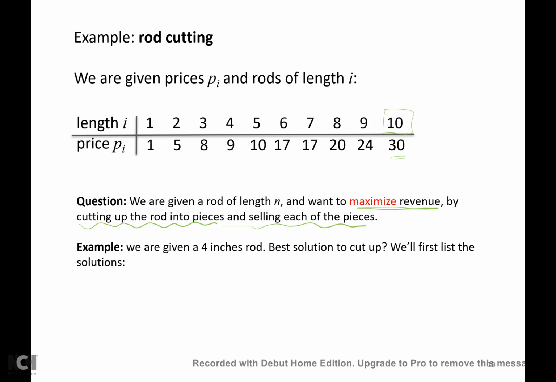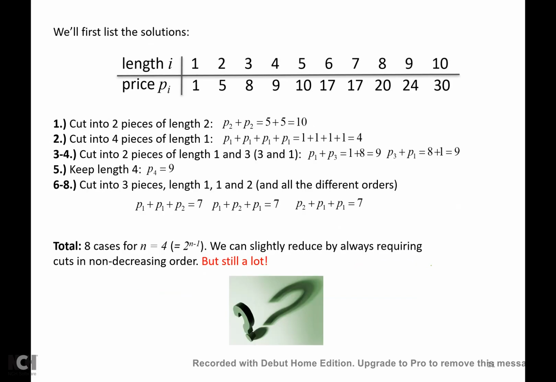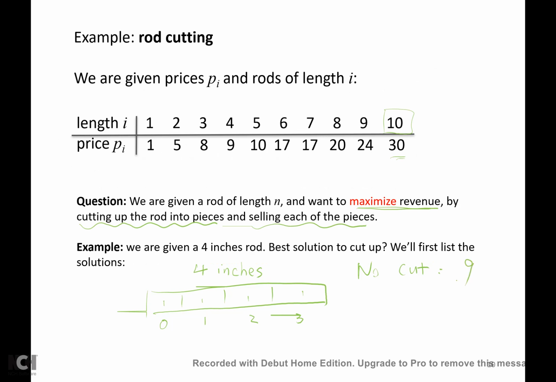Let's see, if we're given a 4 inch rod, what is the best way to cut it up? Let's say this is the first 1 inch, second 1 inch, third 1 inch, fourth 1 inch, and let's use an index. The total is 4 inches. If there is no cut, in that case the company will earn $9.